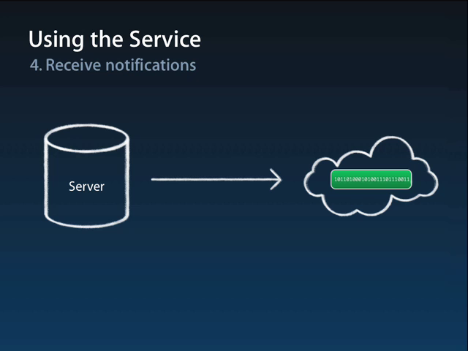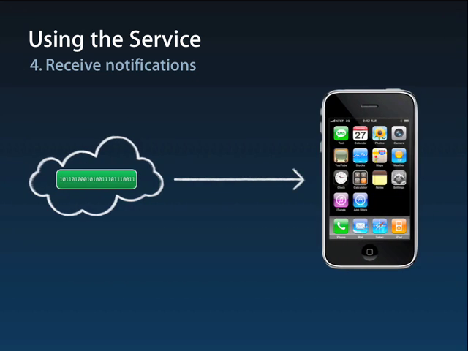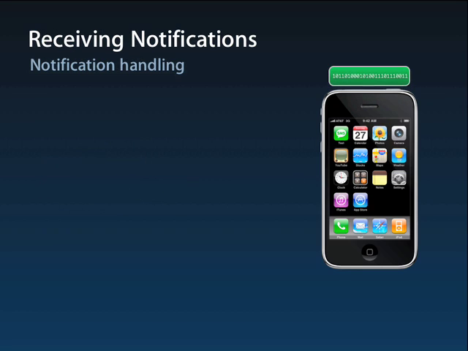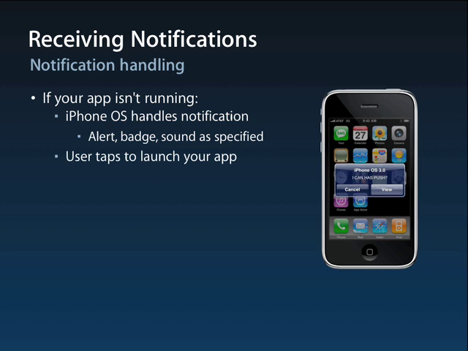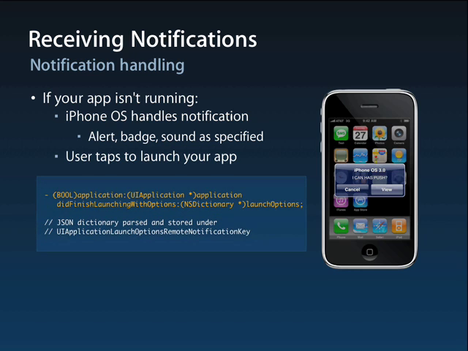Once the Apple Push Notification Service receives a notification from your server, it delivers it to the app specified by your certificate on the device identified by the accompanying device token. What happens next depends on your application's current state. If your app isn't running, iPhone OS handles the notification by displaying a badge and alert dialog and playing a sound, if those were specified in the notification payload. If an alert is shown, the user has an opportunity to launch your app by tapping the View button.